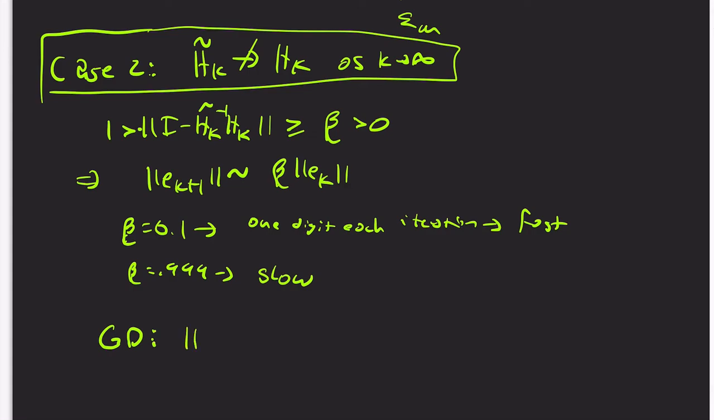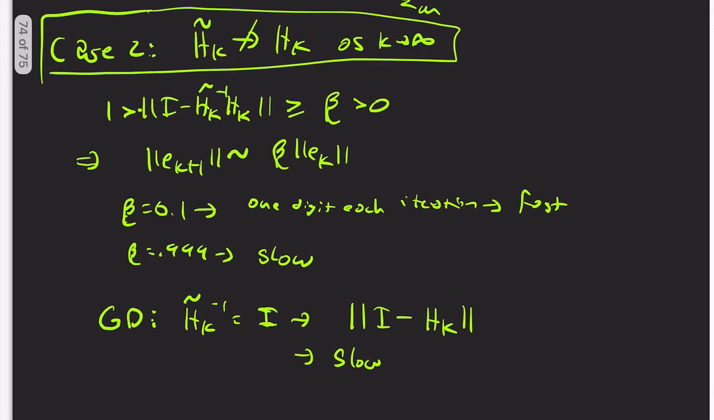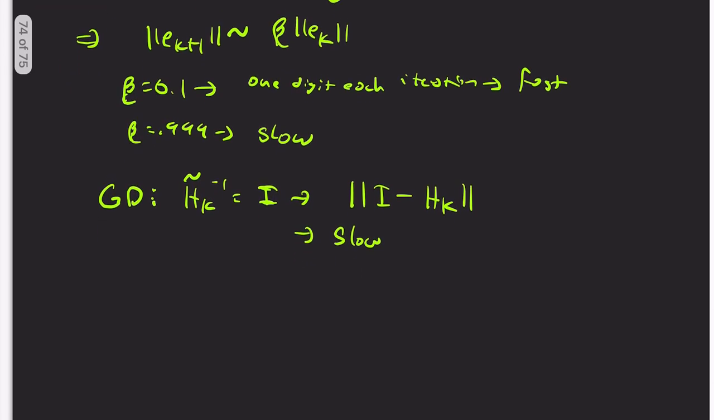So gradient descent can be thought of as a quasi-Newton method where you take H_k tilde to be the identity. And so you're looking now at the identity minus the kth iterate of the Hessian. There's no reason for the Hessian to be close to the identity, right? So in general, that will be slow convergence.